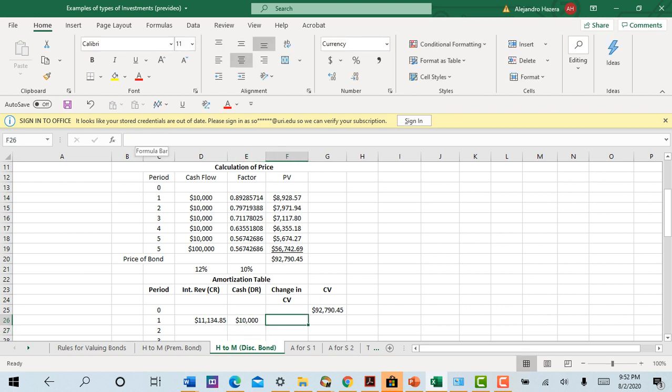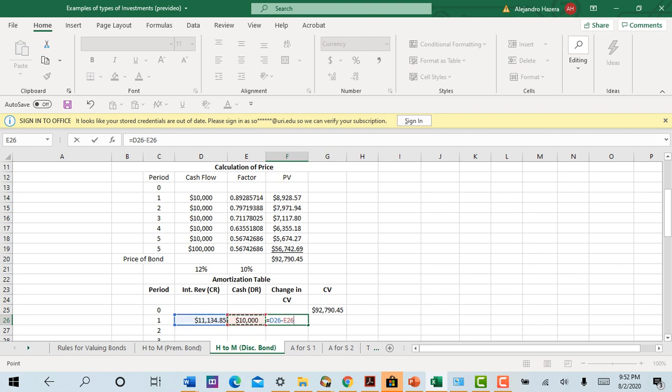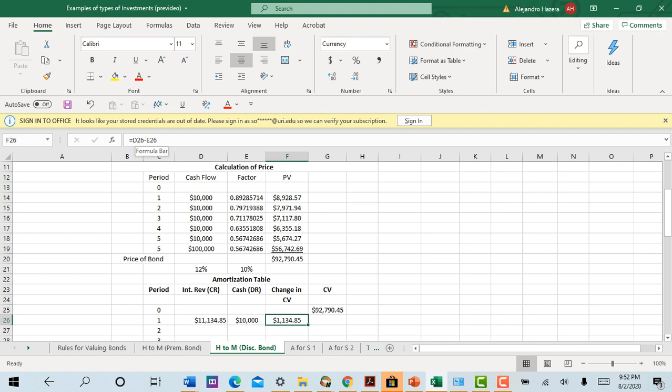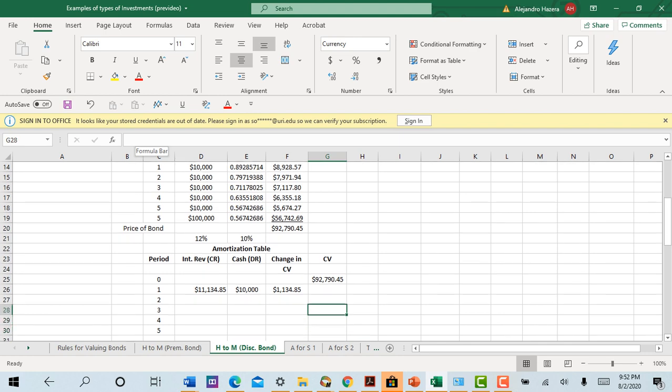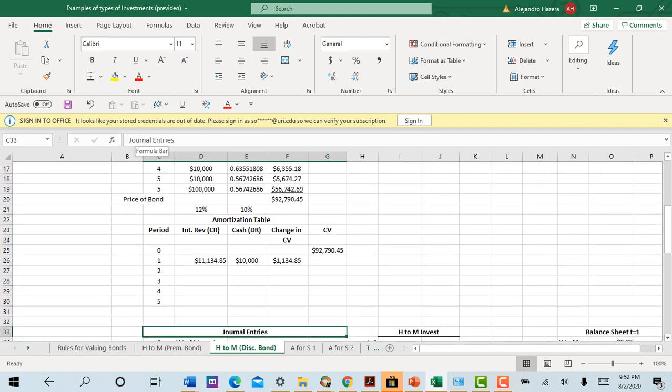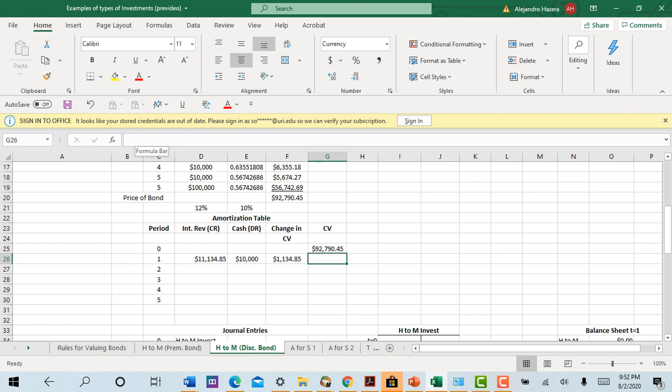Now here's the interesting part: the mechanics are exactly the same to get the change in the carrying value. I'm just going to take the interest revenue minus the cash, and you'll notice that this gives me, in this case, a positive change in carrying value. That makes sense because we're going to be adding numbers to this 92,000 to work up to 100,000. So we'll be adding positive numbers. My new carrying value is the 92,000 plus the change in the carrying value, which gives me 93,000.